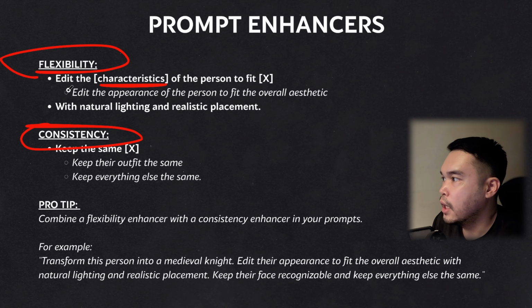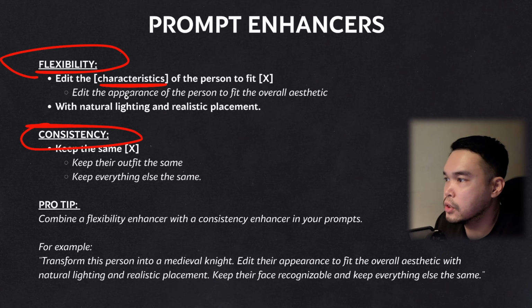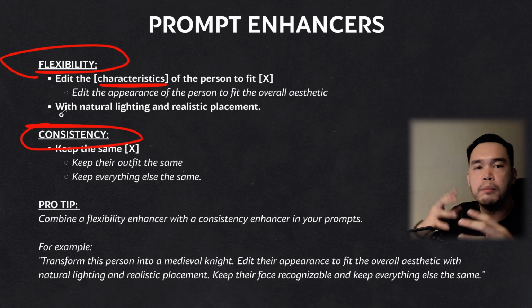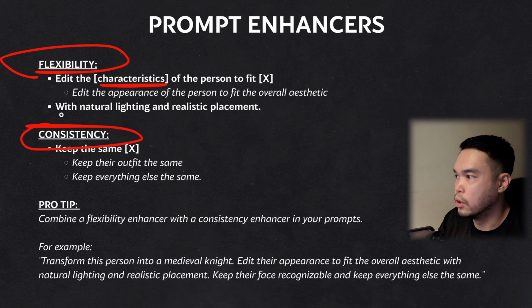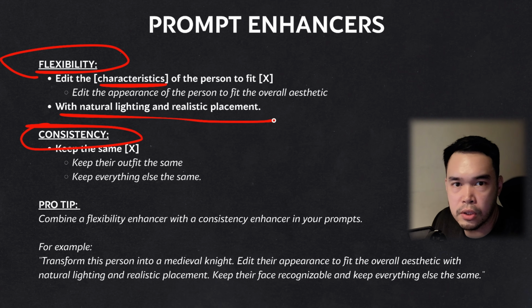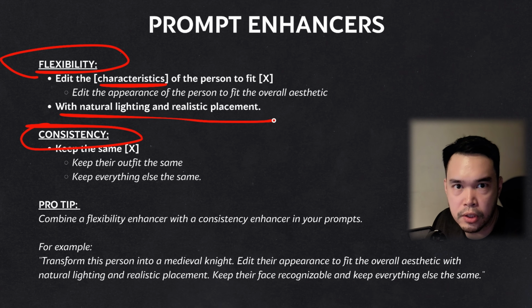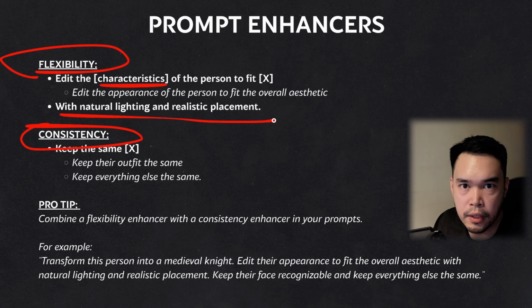For example, edit the characteristics of the person to fit X. This can be as simple as edit the appearance of the person to fit the overall aesthetics. Or what I've found also works well, if I want the images to blend better and more naturally, I just say with natural lighting and realistic placement. So for example, turn this person into a medieval knight with natural lighting and realistic placement. And I found that works better than just saying turn this person into a medieval knight.